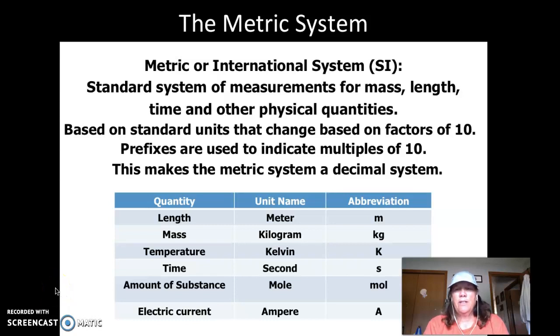Okay, moving on to the second part of chapter 2, we're going to talk about the metric system, or what they call the International System. The metric system is the way to measure, and in science, we only use the metric system.